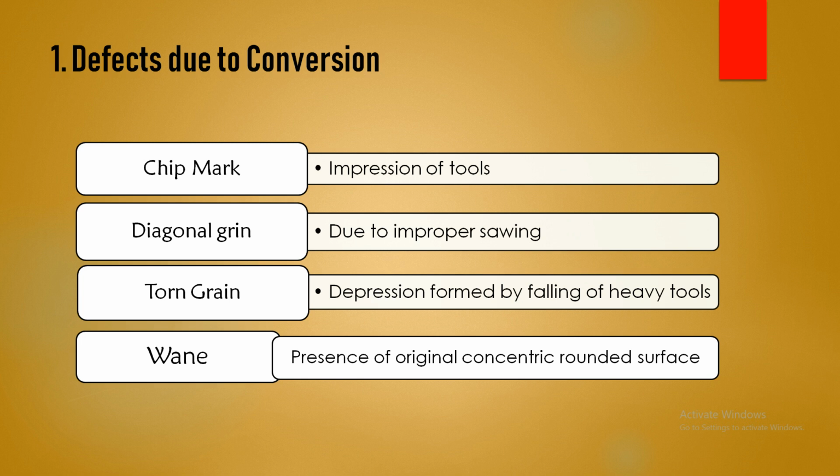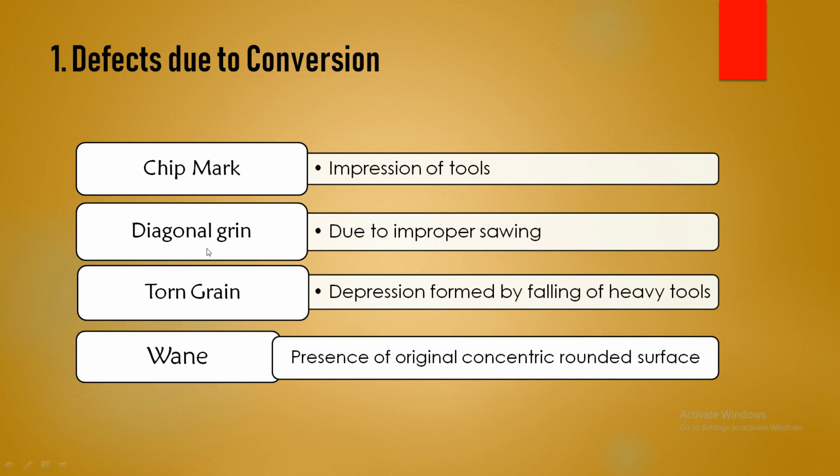The first one is the defect due to conversion. There are mainly 4 major defects caused due to conversion, that is chip mark, diagonal grain, torn grain, and vein. A chip mark is an impression of a tool.